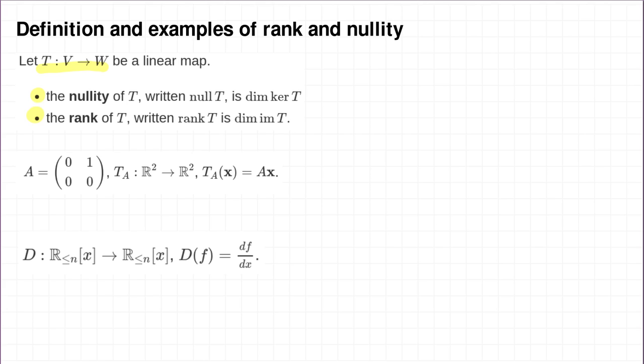To return to the examples of linear maps and their kernels and images which we saw in the last video, if we take A to be the matrix 0, 1, 0, 0, and we take TA to be the linear map from R squared to R squared defined by left multiplication by A, then what we saw in that case was that the kernel of TA was equal to the set of all things of the form (x, 0) for x in R. In particular, this is a one-dimensional subspace of R squared, so the nullity of TA is 1.